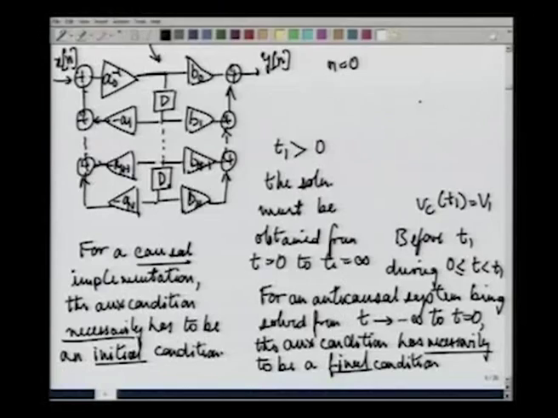We have x 0 being applied over here. I want to see what y 0 will be. Y 0 at n equal to 0 will be affected by whatever we are applying over here, as well as the sum of the scaled values of the delayed signal. Suppose we say x n equals 0 for n less than 0.